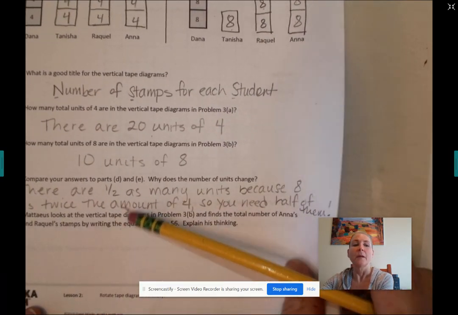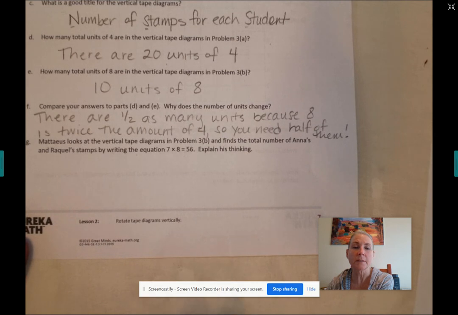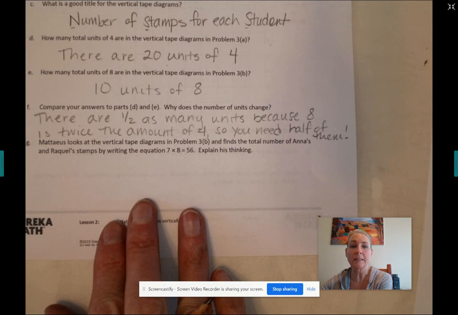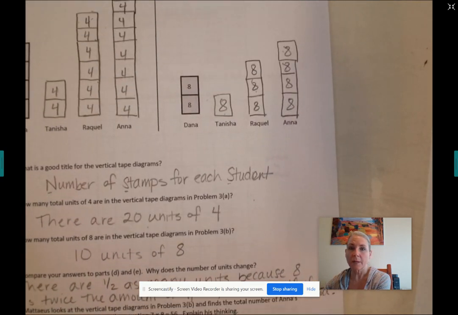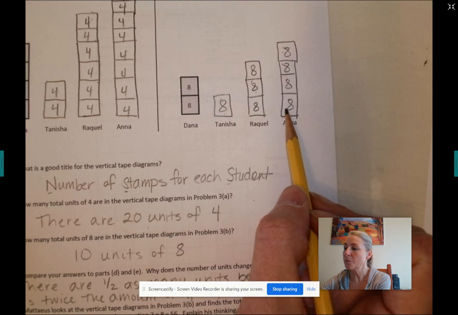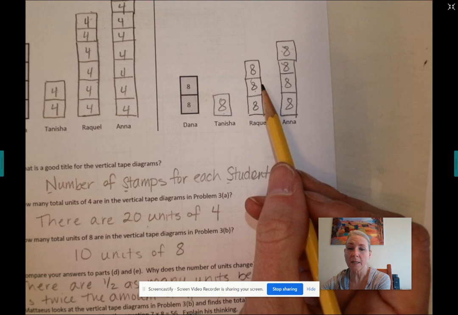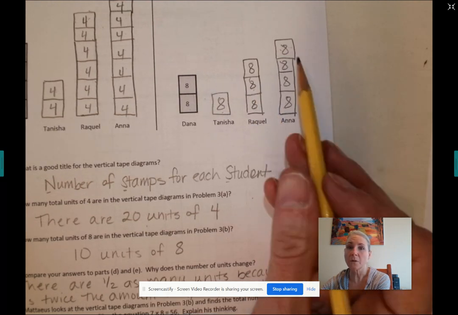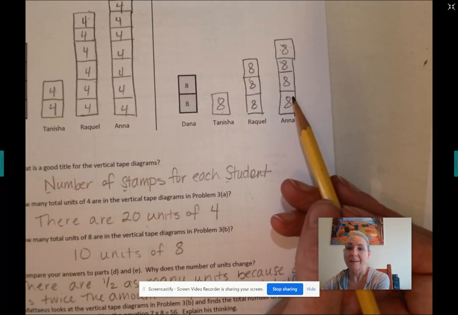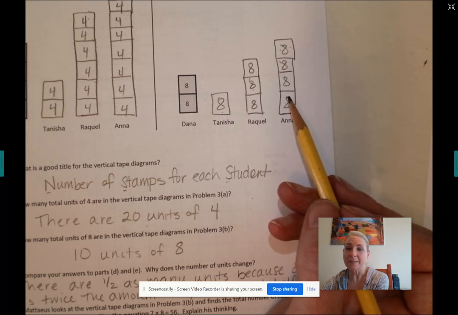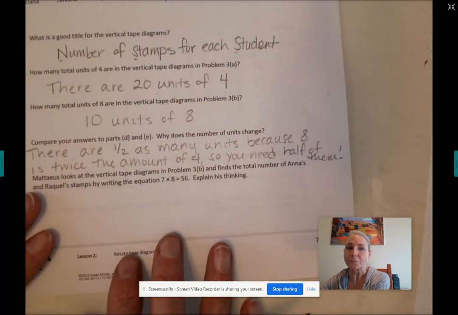All right. And on our last one, Mateus looks at the vertical tape diagrams in 3B and finds the total number of Anna and Raquel's stamps by writing the equation 7 times 8 equals 56. Explain his thinking. So Anna and Raquel, here's Anna. She has 1, 2, 3, 4 boxes of 8, and Raquel has 3 boxes of 8, which makes a total of 7 boxes of 8. Listen to it. 7 boxes of 8. 7 8s, right?